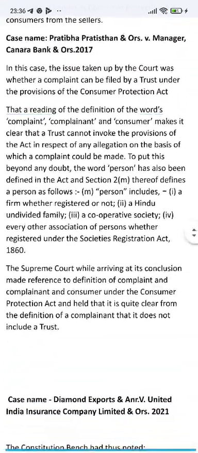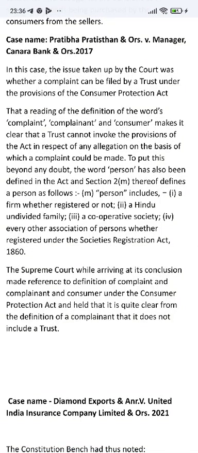Coming on to the next leading case, that is Pratibha Pratishthan and others versus Manager Canara Bank and others, a 2017 case, wherein the issue taken up by the court was whether a complaint can be filed by a trust under the provisions of the Consumer Protection Act.